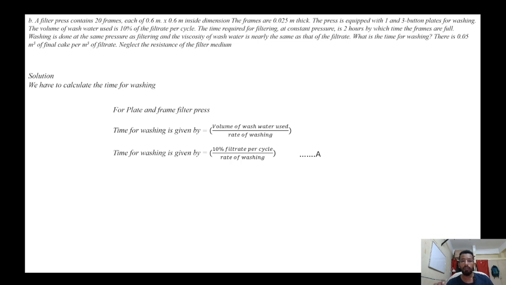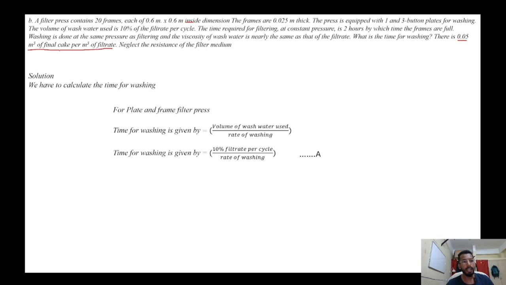The volume of wash water used is 10% of the filtrate, so we have to find the volume of filtrate. Here we have the last line: 0.05 meter cube of final cake per meter cube of the filtrate.